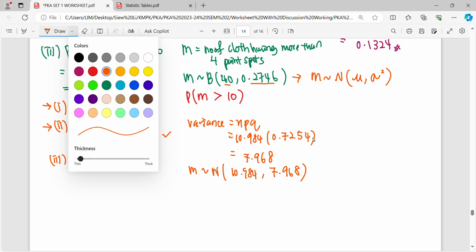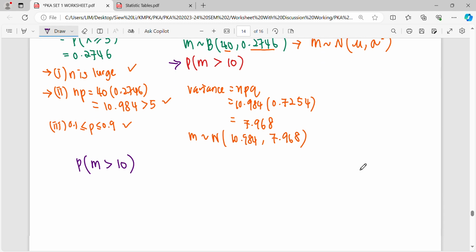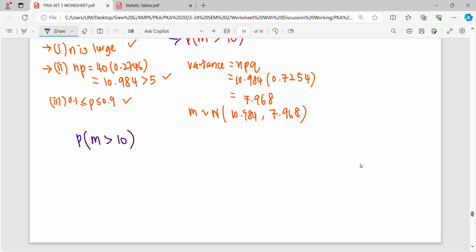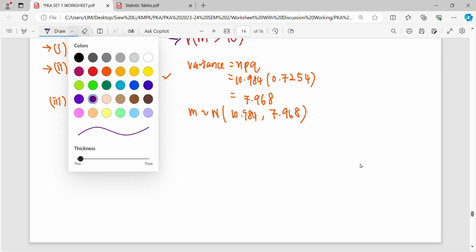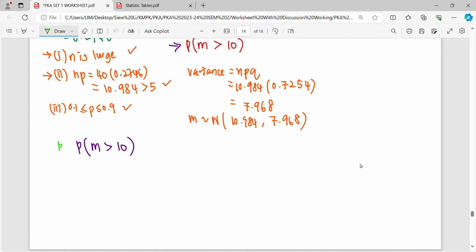Then we start back from the question. They want us to find the probability M more than 10. So our working steps: originally we start from binomial. Then the next procedure, change the question to normal. Then start using the normal distribution to solve this. We need the z-score, then drawing, find from the table to get the answer.